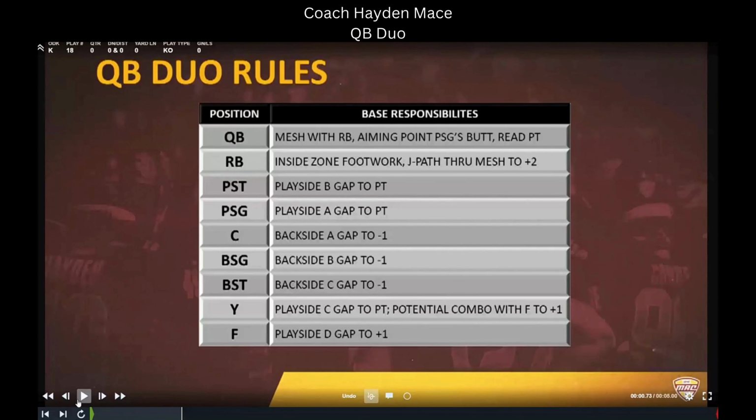And then we love this out of 12 personnel. We can run it out of 11. We can actually run it out of 10 personnel and 13 personnel as well. We'll get to a couple clips of that.